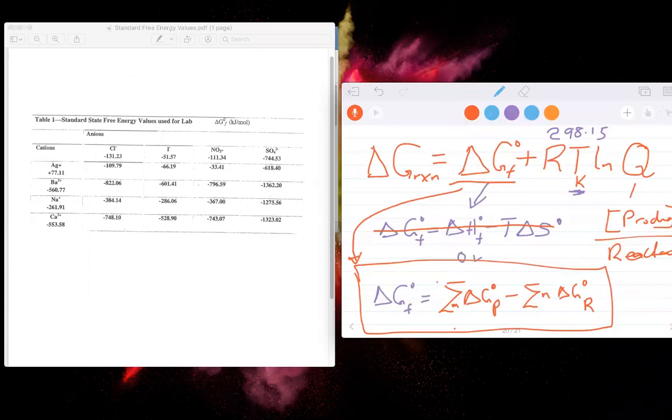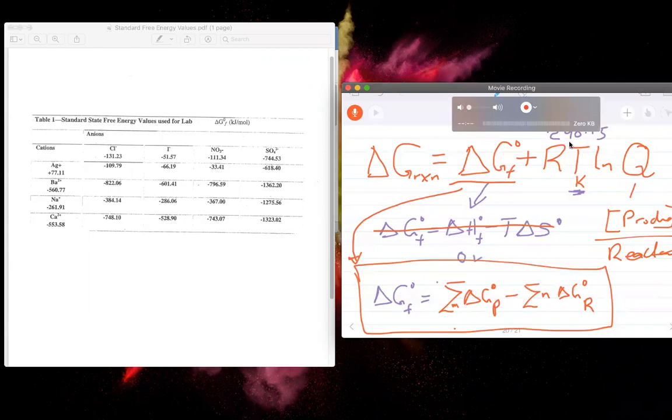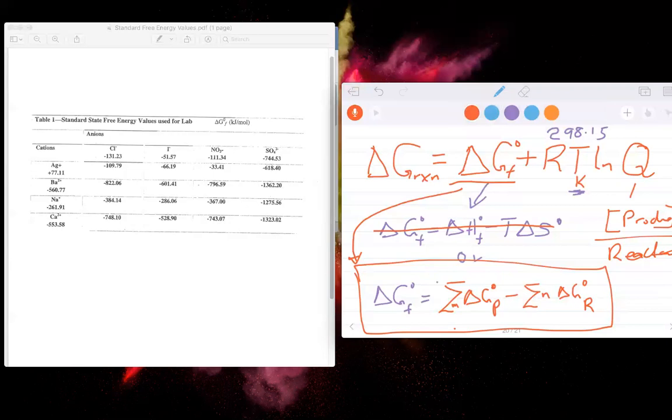Now, let me go back to the equation. We're almost getting there. So you know the temperature, this is the temperature you're going to be using. What is hard now is how will we find the reaction quotient? ln is a function on your calculator, but how will we find this reaction quotient?